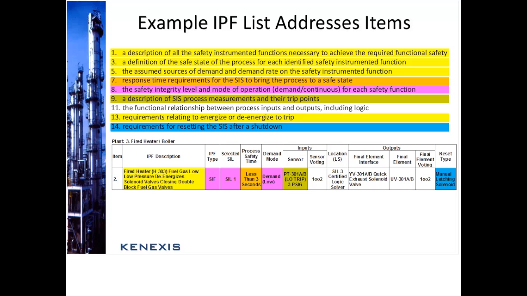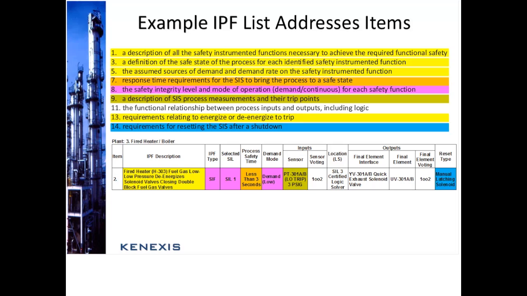The response time requirements for the SIS to bring the process to a safe state. Process safety time is less than 3 seconds. The safety integrity level and mode of operation, demand or continuous, for each safety function. That's our IPF type, our selected SIL, SIL 1, and again the demand mode, it's a demand of low. We address number 9, a description of the SIS process measurement and their trip points. So in the IPF it says the list has the pressure transmitter 301AB low trip at 3 psig.